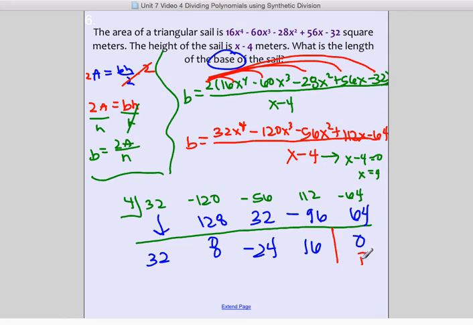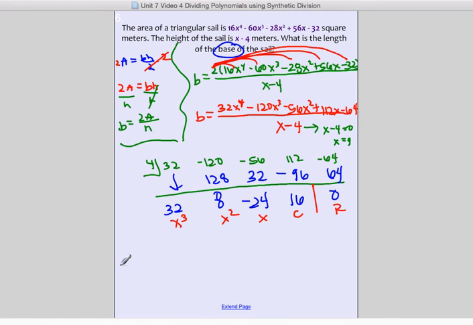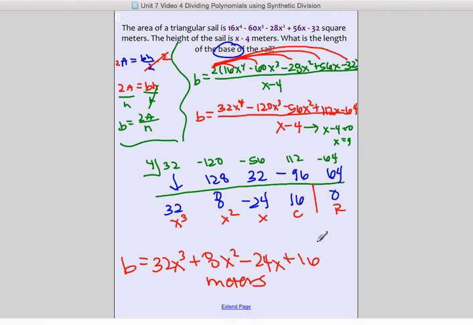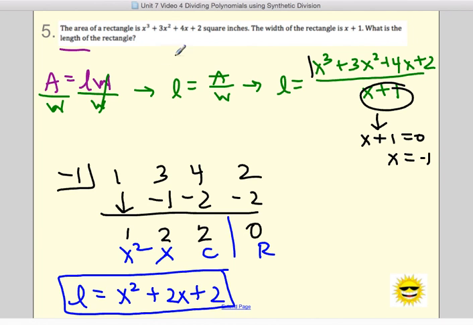So, remainder, constant, x, x squared, and x to the 3rd. So my base is equal to 32x to the 3rd plus 8x squared minus 24x plus 16. And this is my base, and it's measured in meters, so there it is. I think I forgot to label on the last one, so if you wanted to go back and label that one, we probably should. My length is in inches, so this one should have been labeled in inches.